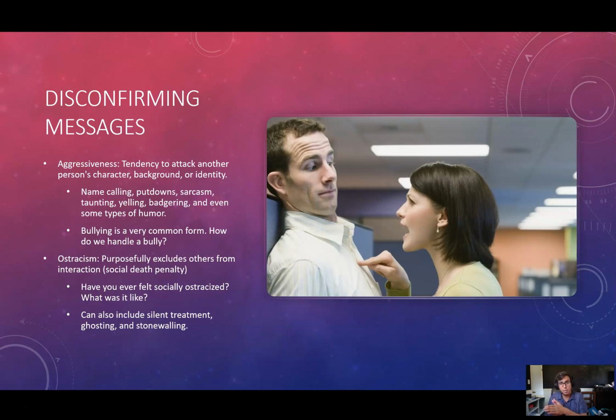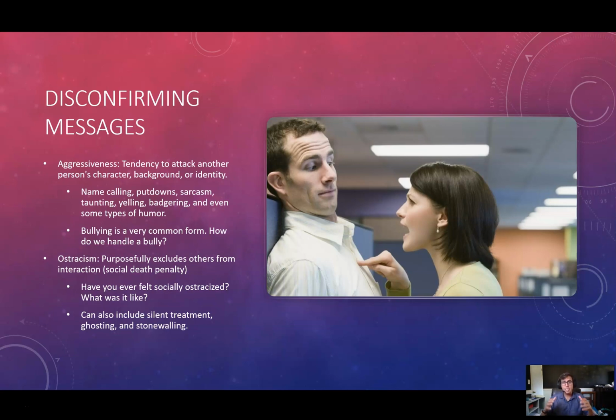Ostracism is slightly different, where we purposefully exclude others from interaction. This is the social death penalty, where we exclude people, we give the silent treatment, we ghost, we stonewall, all of which shows this negative value for this person. Because what's more disconfirming than avoiding entirely? You do not matter to me because I am no longer engaging with you.